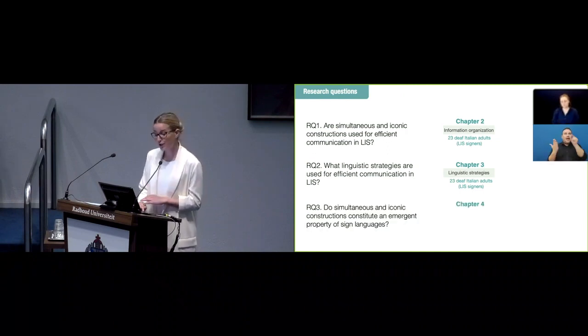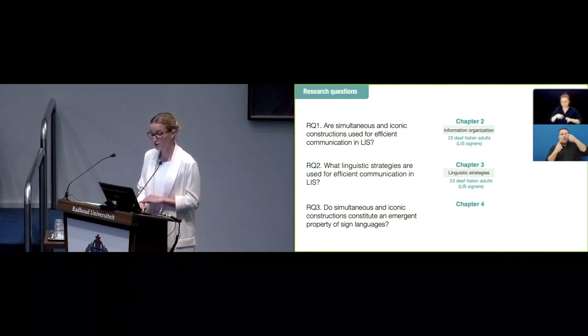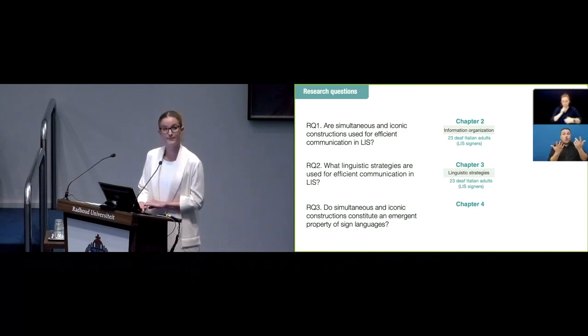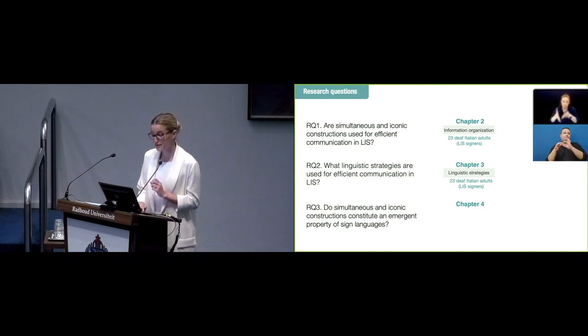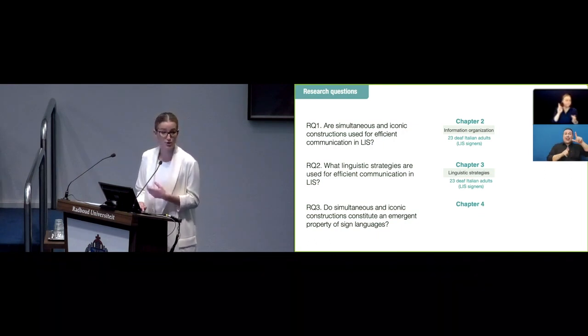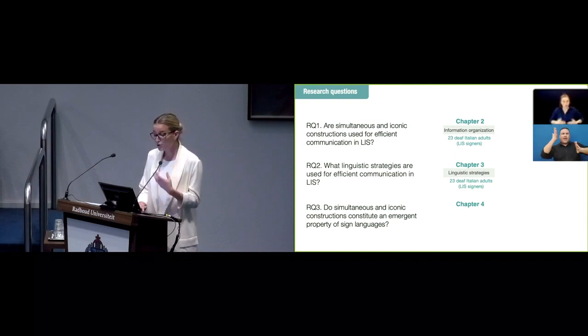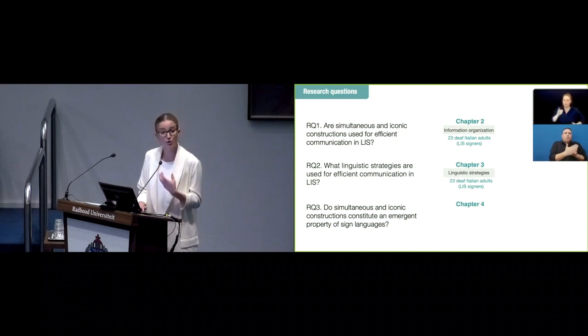In Chapter 4, I investigated whether simultaneous and iconic constructions constitute an emergent property of sign languages. This is a crucial factor to consider in order to assess my hypothesis. Because consider that people who don't know any sign language, but are asked to use only their body and gestures to communicate, can also use their body articulators and iconicity as a general affordance of the visual modality to depict events.